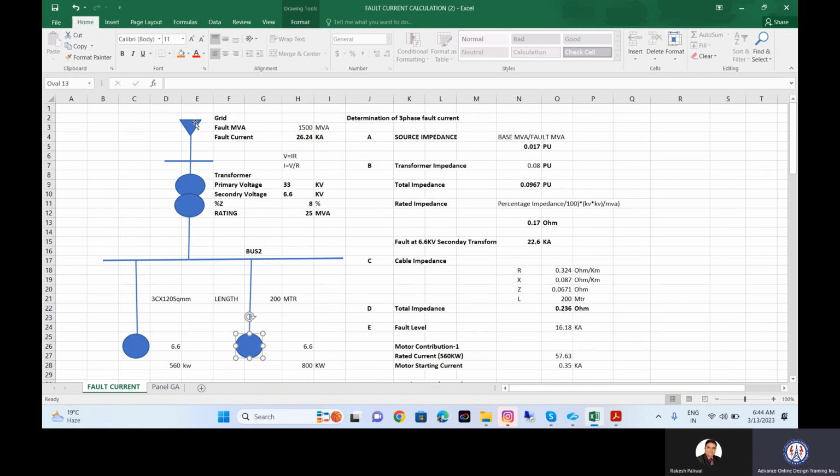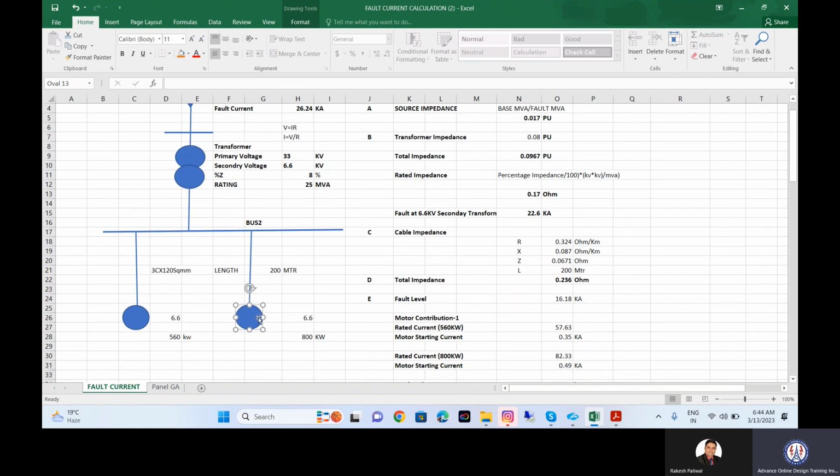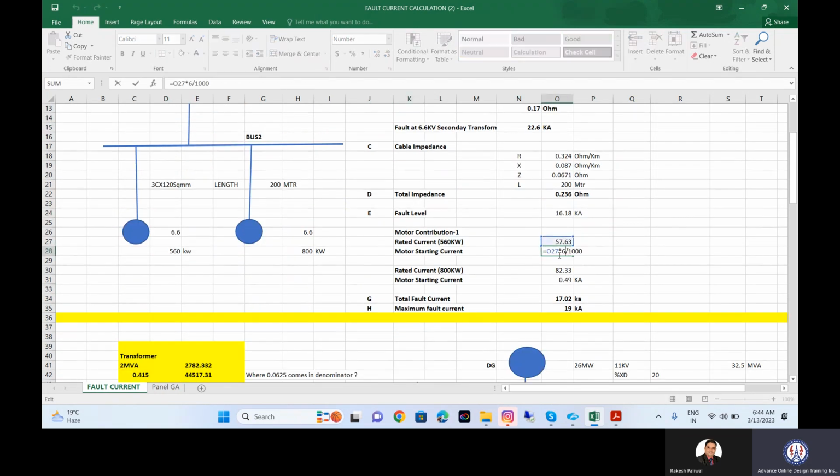So this grid will also be at high potential. This motor is also at high potential. So I am adding both the motor contributions, 6 times for this motor and 6 times for this motor. So the current will be added.